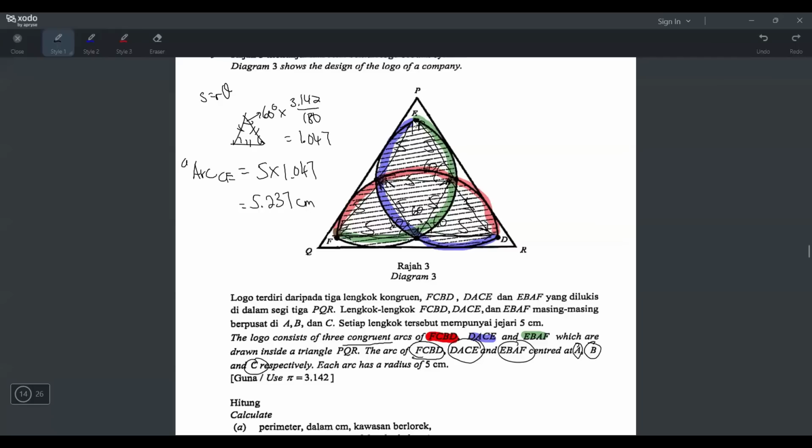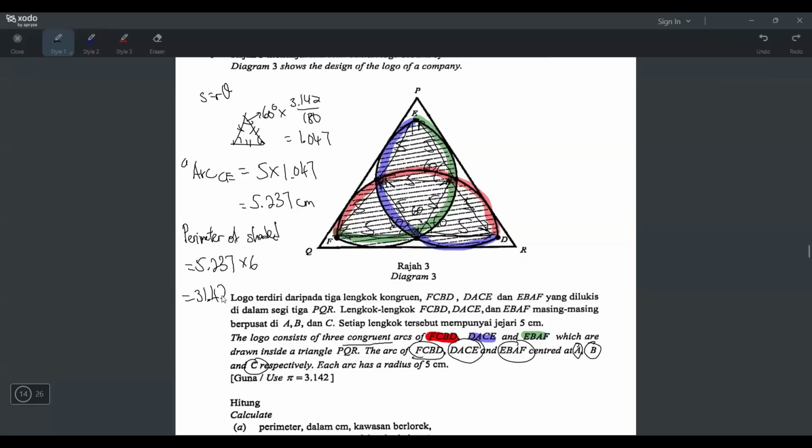Now I have to times 6. 1, 2, 3, 4, 5, 6. Yeah. So to get the perimeter of the shaded region, you just take 5.237 times 6. And if you use the answer button, it will be more accurate. So I use the answer button, I get 31.42. Okay, so this is the answer.